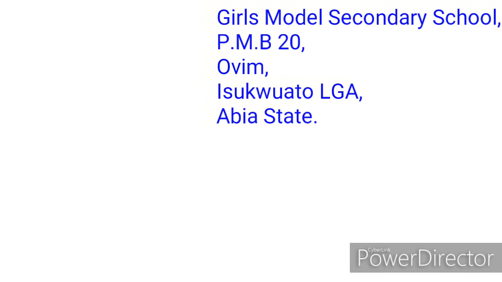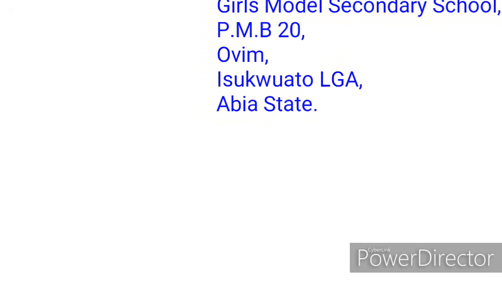Then, the closed punctuation pattern requires that you punctuate every line of the address, as in the following example. Girls Model Secondary School, comma, PMB 20, comma, Ovim, comma, Isukwata LGA, comma, Abia State, full stop. Like I said, the date should be written 2 lines below the address because it's not part of the address. Here are 4 most acceptable formats for writing the date in a formal letter.